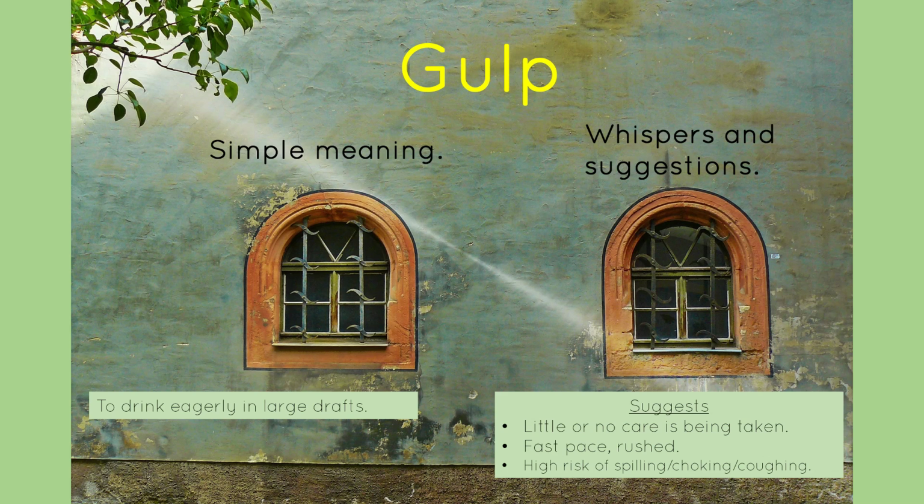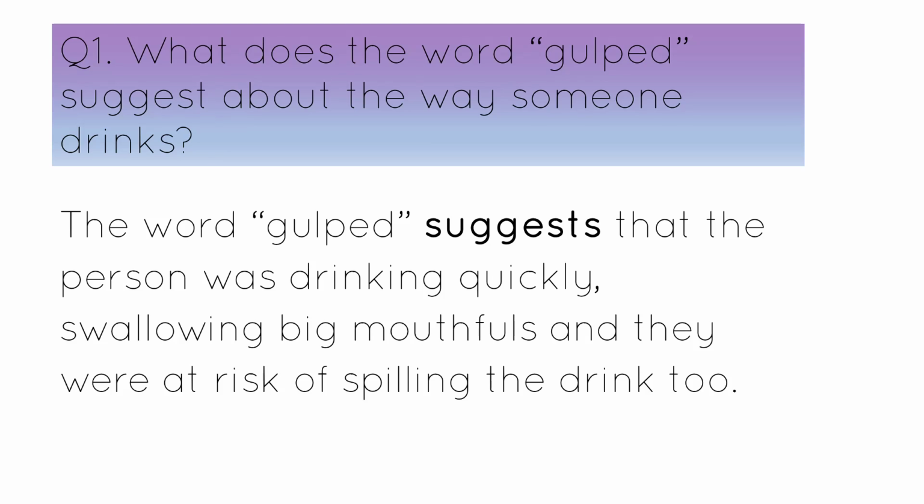So how do we turn that into an answer? It looks something like this. The word gulped, so I quote the word, suggests that the person was drinking quickly, swallowing big mouthfuls, and they were at risk of spilling the drink too. So note that I'm giving more than one answer. I didn't just say the word gulped suggests they're drinking quickly. I tried to give lots of answers because I only need one of them to be correct to get the marks.